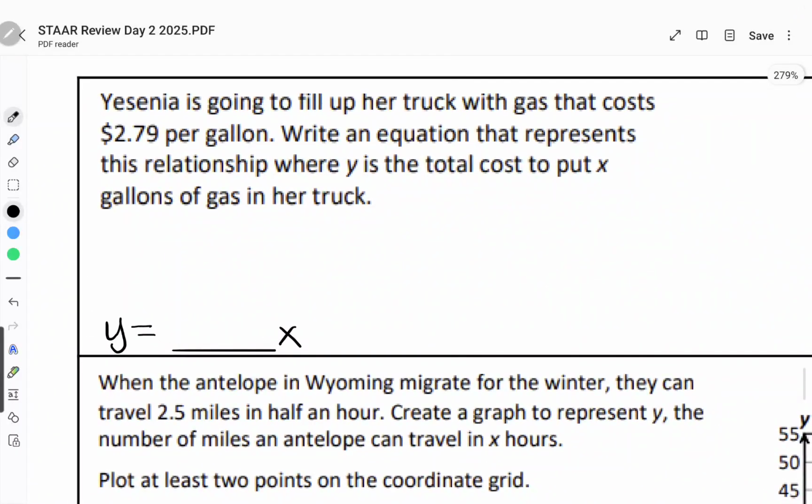Yesenia is going to fill up her truck with gas that costs $2.79 per gallon. Write an equation that represents this relationship. Well, y is the total cost to put x gallons of gas in her truck. And this seems like a trick question because it only gives us one number. But because it only gives us one number, this is 2.79.